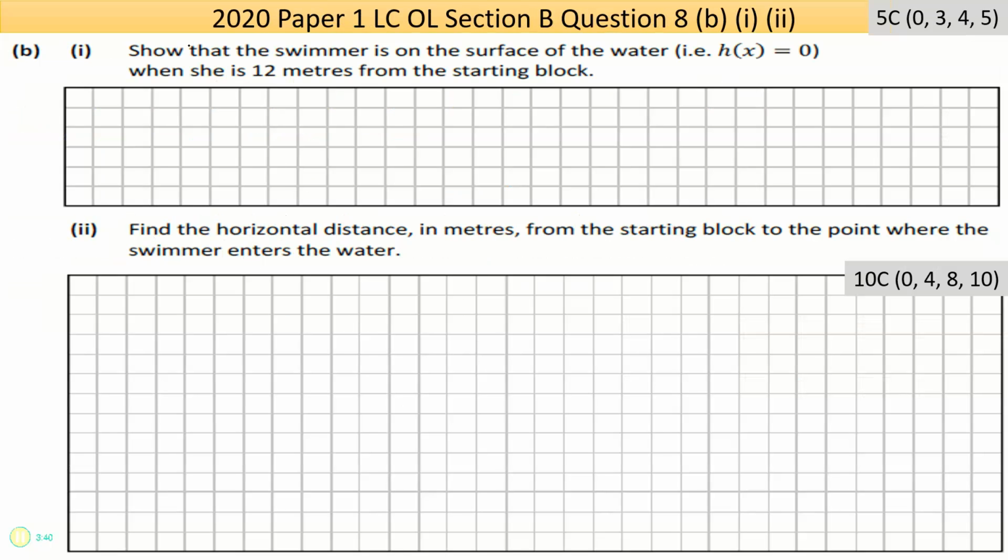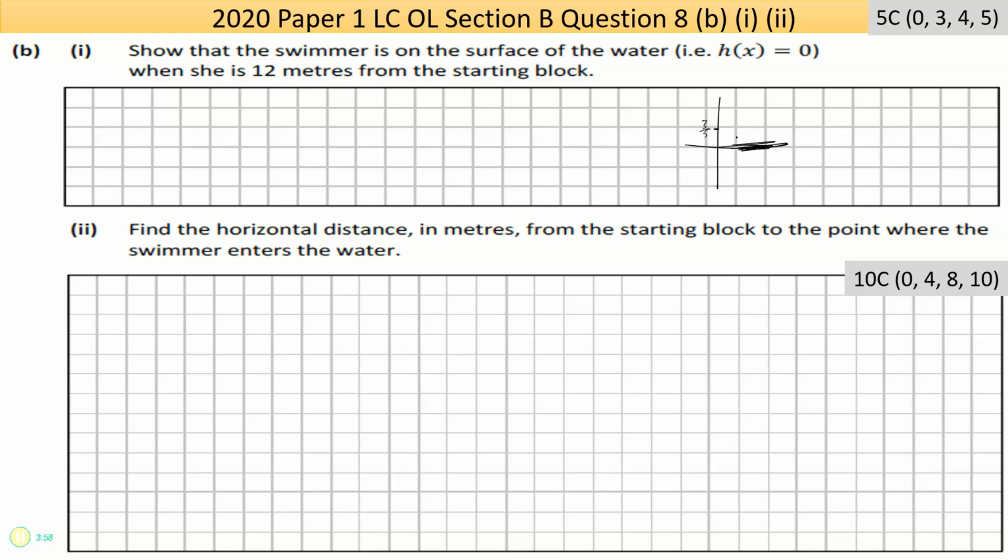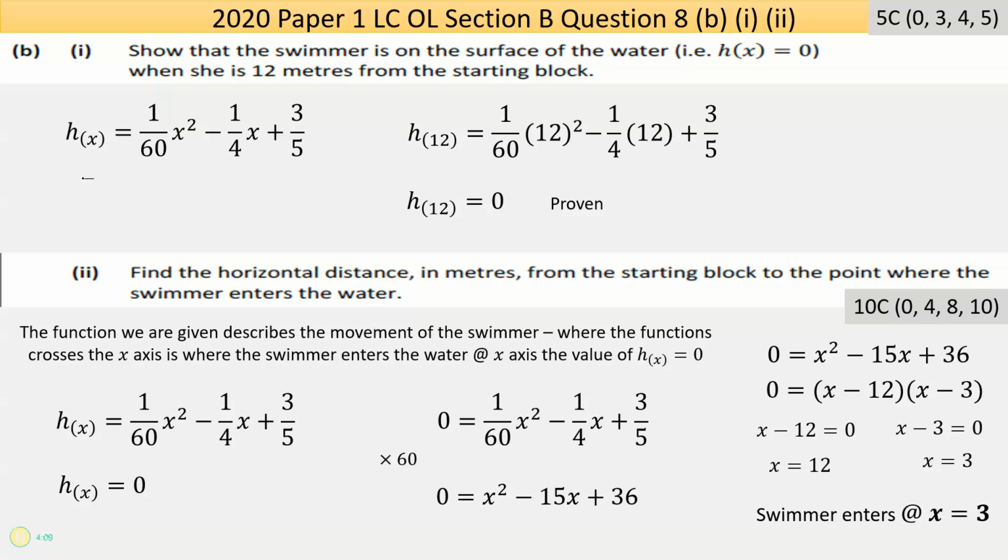Now the next one, part B, part 1, says show that the swimmer is on the surface of the water. So that's where the height equals 0. Remember, this is representing an x and a y. That 3/5 is the starting point. This is 0, and that's the surface of the water. So your shape is something like that. Now, when that is equal to 0, let's go straight to the answer. That's the function we were given. They're telling me when that is 0. So if I make that realization and put in my 12, do I get an answer of 0? I put my 12 in everywhere I see x, because they tell me to do that. Put into the calculator, I got 0. So my statement is, I've shown that, I've proven it.